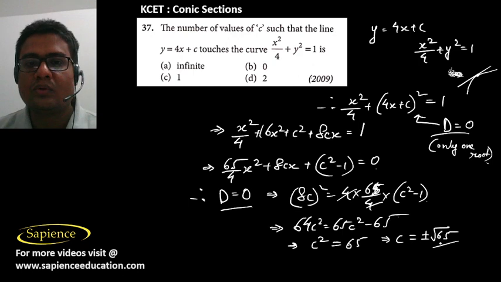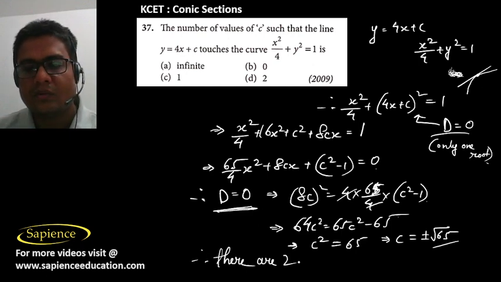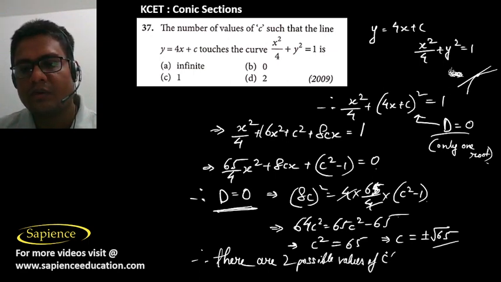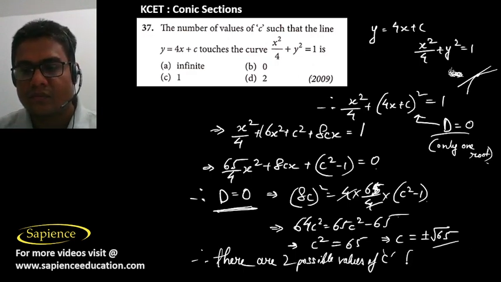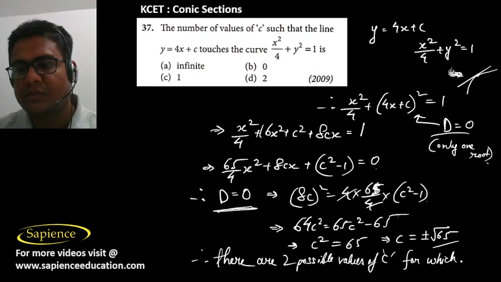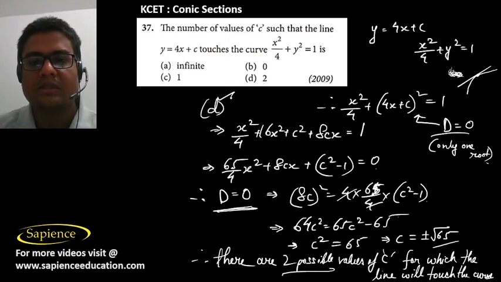So there are two real values of c for which the discriminant is equal to 0. Therefore there are two such values of c for which the given line is a tangent to this curve, for which the given line will touch the curve. So 2 is the correct answer, means option D. Option D is the correct answer.